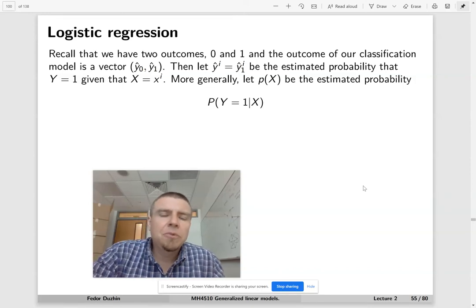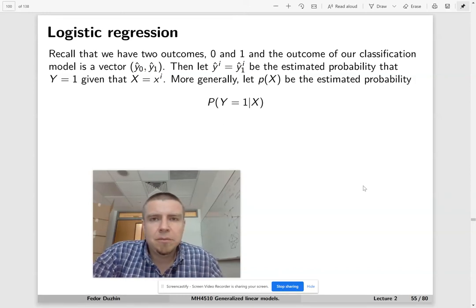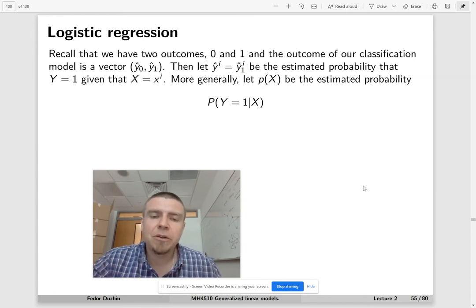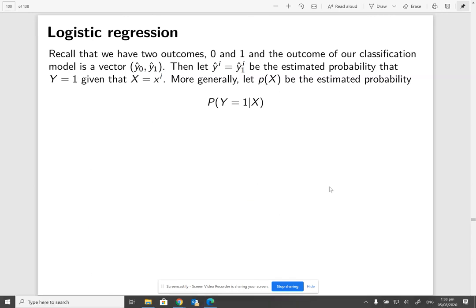All right, so now we have all the ingredients for logistic regression, and let us see how logistic regression arises and how it is trained. So what is the loss function for logistic regression? We have two possible outcomes, 0 and 1. Generally speaking, the outcome of our classification model is a vector with two entries. But since we are doing binary classification, let us define yi hat to be just the estimated probability that y equals 1.